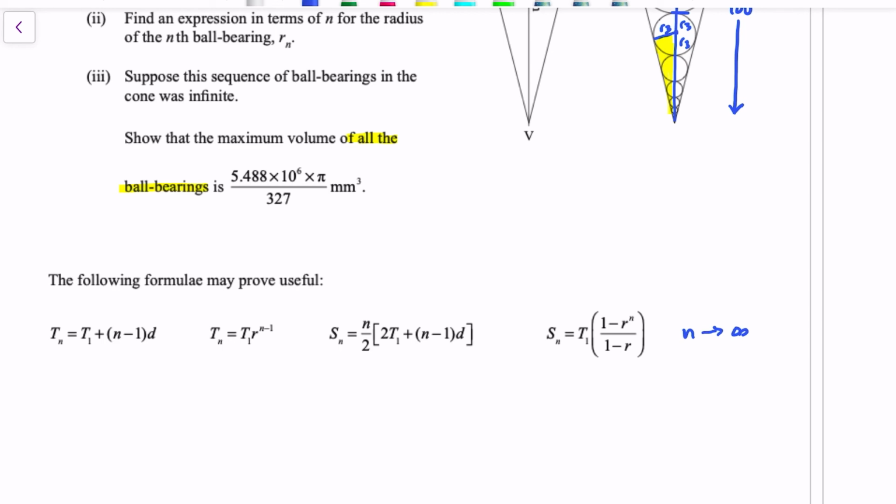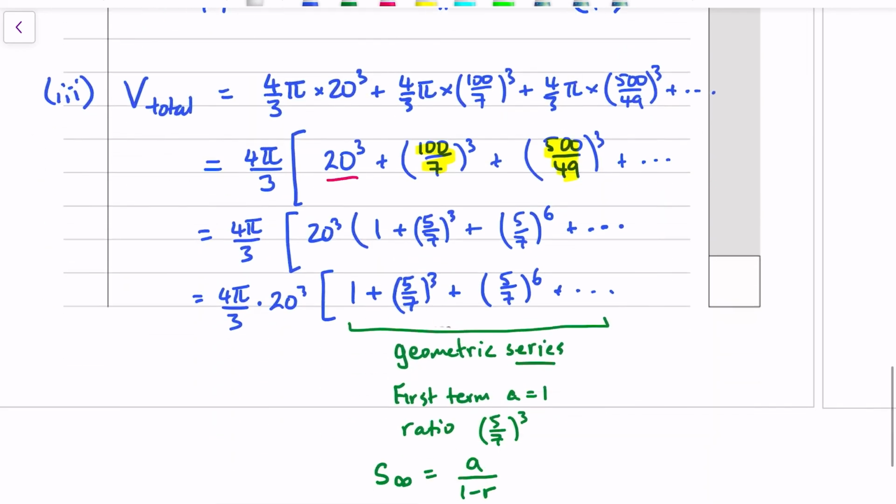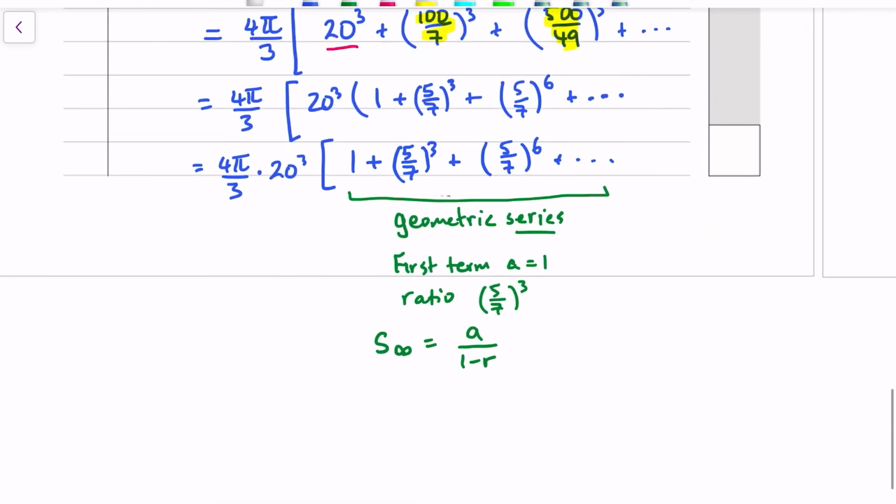So the radius to the n, if n is going to infinity, this term here disappears and this term here disappears. Oh no, it doesn't. R to the n does. So we get t1 over 1 minus r, and I just call t1 equal to a. The first term is usually called a. So that's where that formula came from, but I've seen it before, so I've memorized it. Not so good if you haven't done sequences and series before.